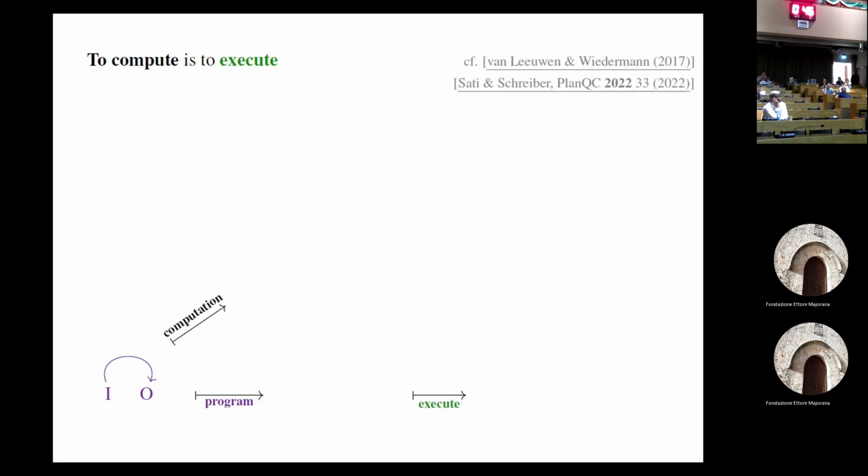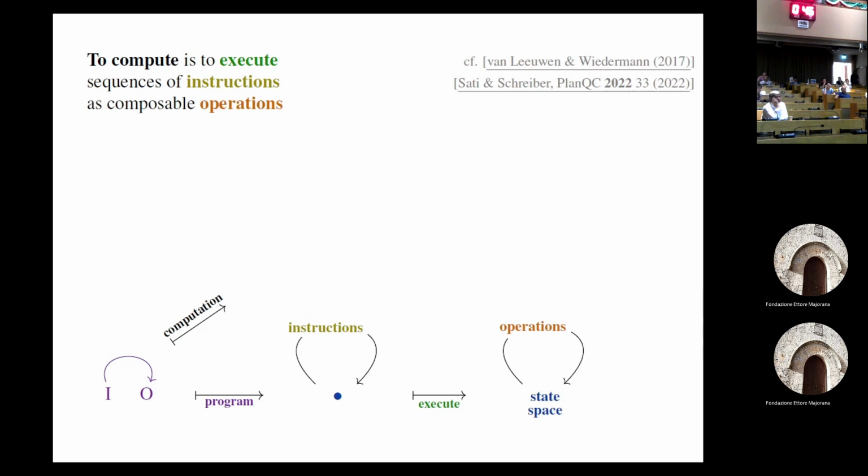So to compute means we want to have some program and it's supposed to execute something. This is super basic. What I'm saying here is to set the scene for boosting it up to quantum computation. So the program is some loop of instructions that are repeated, and to execute means to send each instruction to some operation on some actual states, some actual physical things.